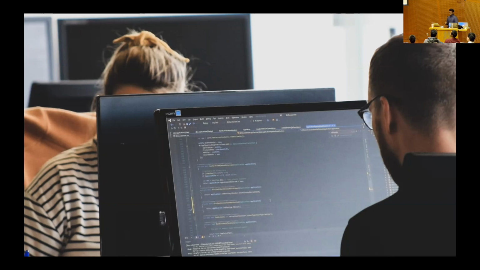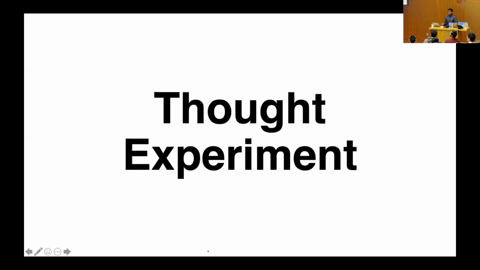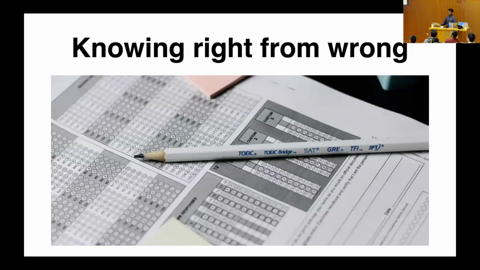However, sometimes it's easier to answer the inverse question. It's easier to say what not to do rather than to say what to do. So because of that, we ask ourselves, how can we maximize harm? So let's do a thought experiment. We're going to look at a situation where people need to know right from wrong. And this is something that you all might be familiar with, which is school tests. So we're going to take a case study of a multiple choice true or false exam.